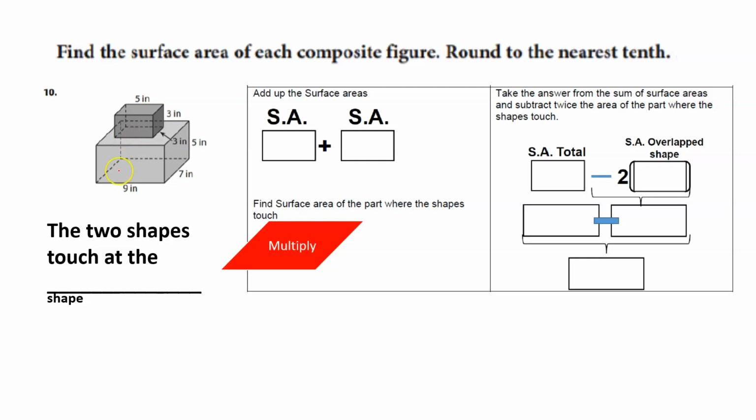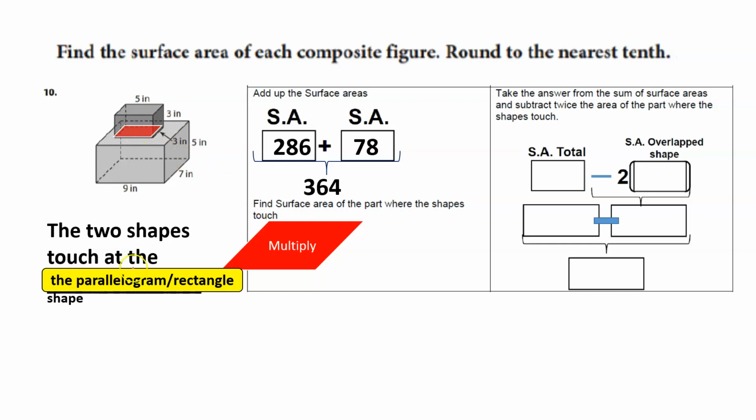notice these two boxes touch at a particular shape. What shape would you call that? So if you said parallelogram or rectangle, that's fine. All right, so let's first add up the surface areas that we got. We found surface areas for two shapes. Let's add that up together. And that would be a total of 364.